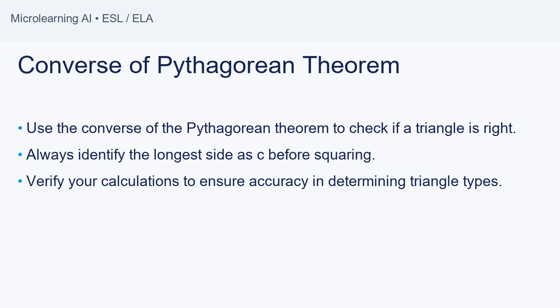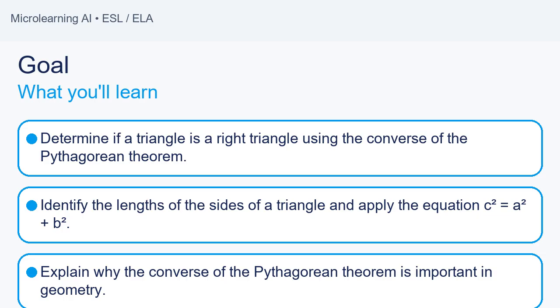Let's learn the converse of the Pythagorean theorem today. Goals for this lesson. Determine if a triangle is a right triangle using the converse of the Pythagorean theorem. Identify the lengths of the sides of a triangle and apply the equation c squared equals a squared plus b squared. Explain why the converse of the Pythagorean theorem is important in geometry.